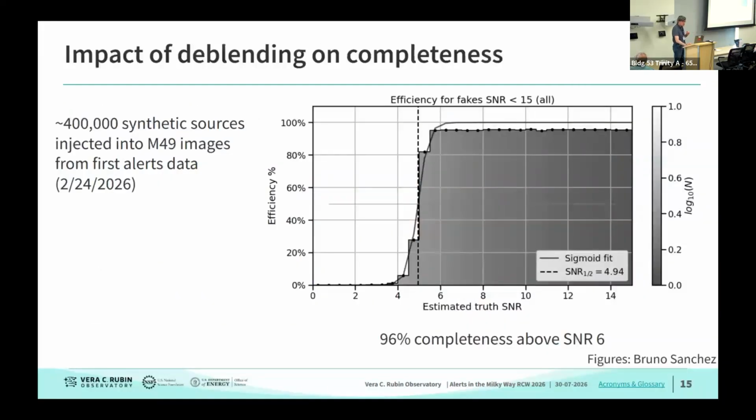I wanted to highlight an example with the changes in completeness. The completeness plot that I was showing before was including the deblending. Without it, in the M49 field, our test shows 96% completeness. Including the deblending, that completeness bumps up to 98%. So it is noticeable. It's not a huge factor, but it is a noticeable improvement.